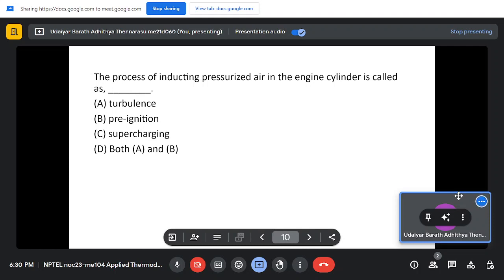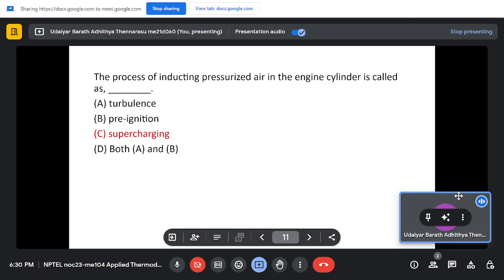So see, your inlet air is pressurized, so that can happen in 2 processes. One is turbocharging or supercharging. So in this case, C is supercharging. Supercharging is where you are basically compressing the air in the inlet.